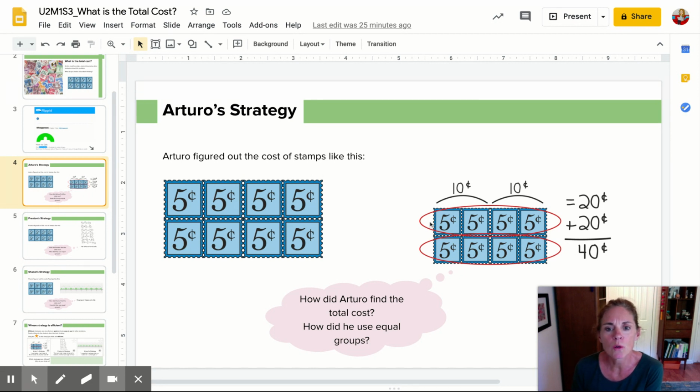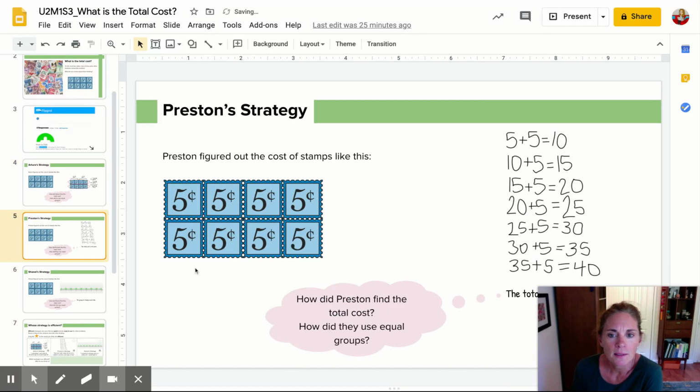He made 2 groups with 4 stamps each. Then he looked at each group and said there's 5 plus 5 is 10. So 2 groups of 10 in each one of these loops. So 10 plus 10 equals 20. The other group also has 20, so he knew 20 plus 20 equals 40. Let's look at the next slide.